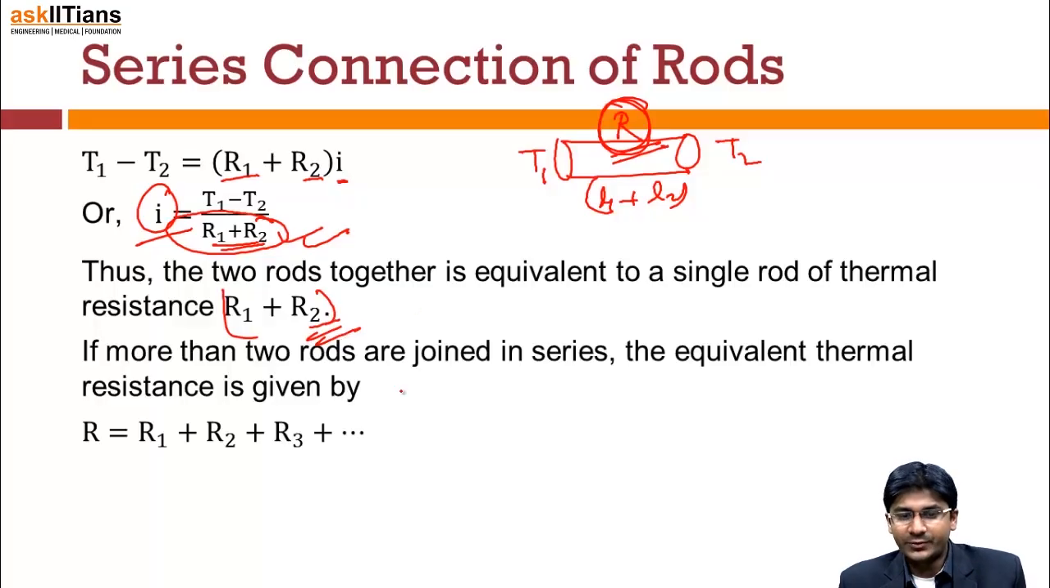So what will happen if we have n number of rods in series, of different thermal resistances from R1 to Rn? We'll have simply R1 plus R2 plus R3 up to Rn. So if you can see, this is very similar and identical to the one we saw in current. So this idea of series combination can be extrapolated to the thermal currents.